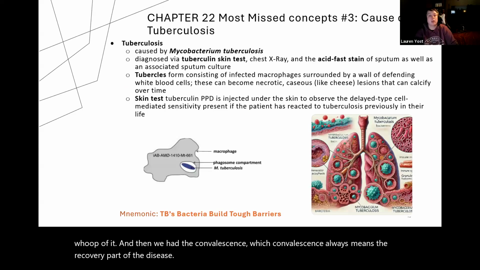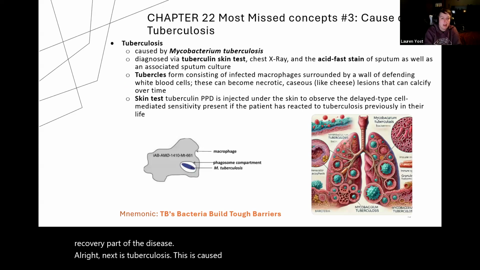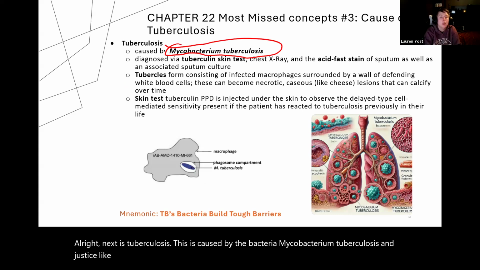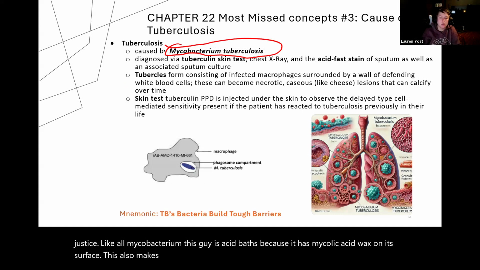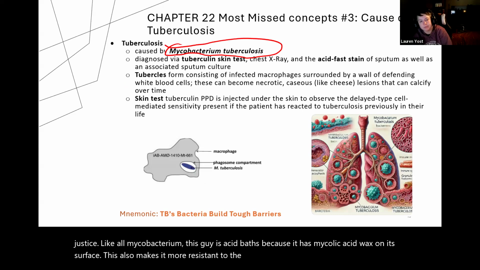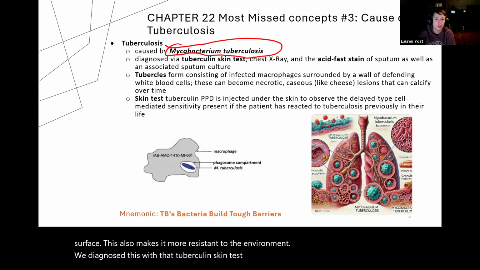All right, next is tuberculosis. This is caused by the bacteria Mycobacterium tuberculosis. And just like all Mycobacterium, this guy is acid-fast because it has mycolic acid wax on its surface. This also makes it more resistant to the environment. We diagnose this with that tuberculin skin test, with X-ray looking for the tubercles, with that acid-fast stain.